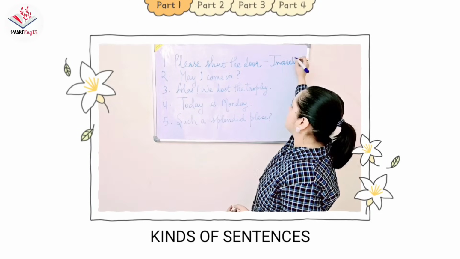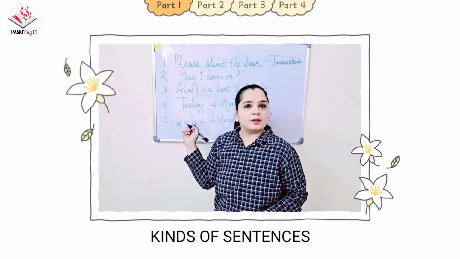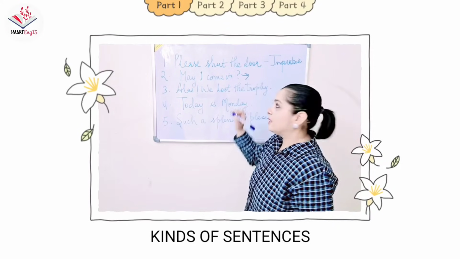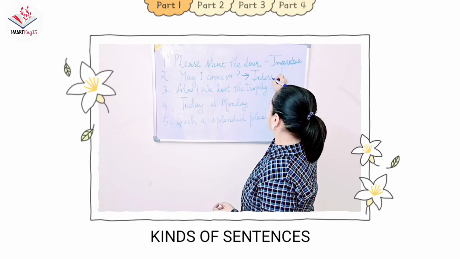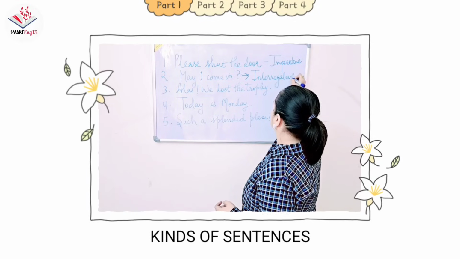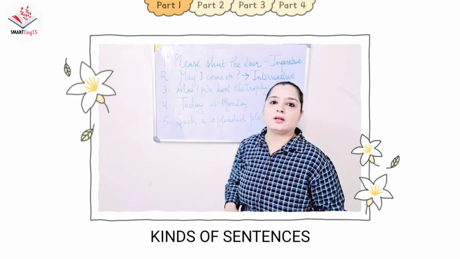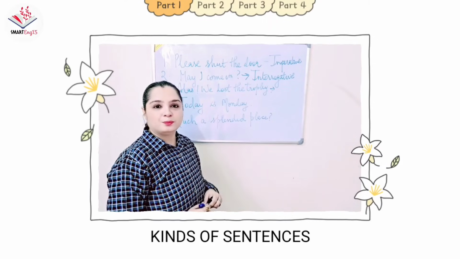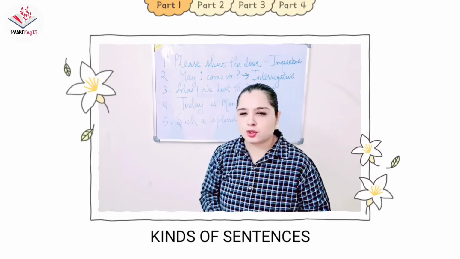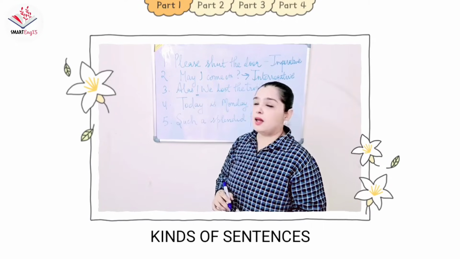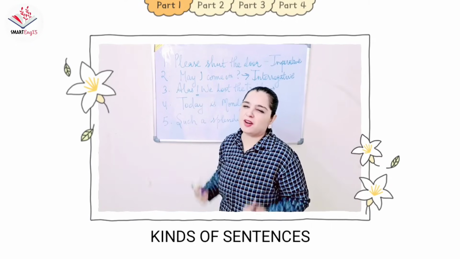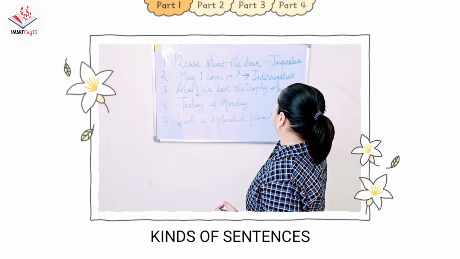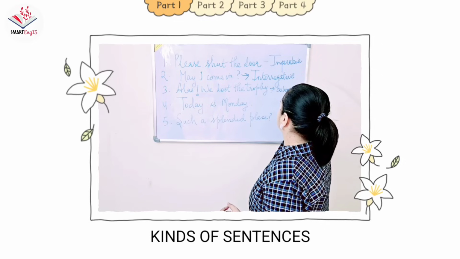Now let's guess the next sentence. May I come in? So let's check out this question. This is a question, right? So this is an interrogative sentence. Now let's talk about the third sentence. Can you recognize this sentence? Can you see an exclamation mark here? Alas, we lost the trophy! It's a very strong emotion that we lost the trophy, right? So it is an exclamatory sentence.